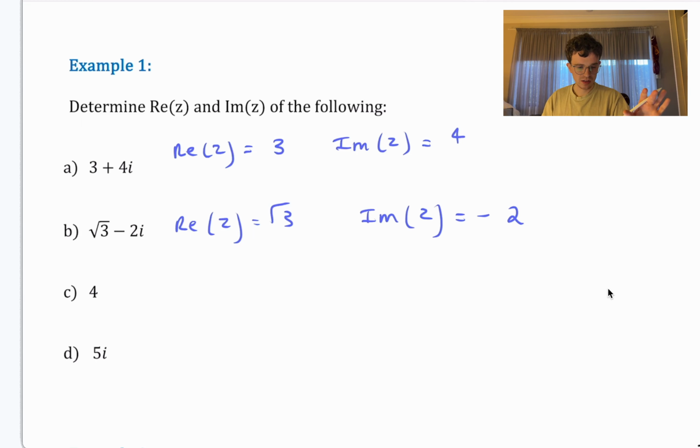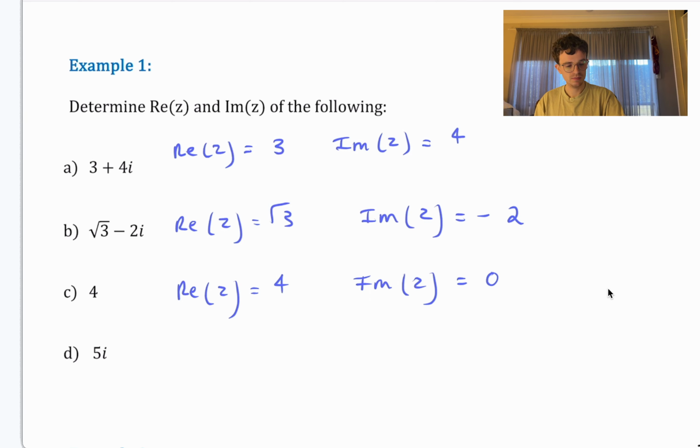Now, of course, it's not the best in this question to say Re(z) because none of these complex numbers are defined to be z, but you get the idea of what we're doing. In this part, the real component of our complex number is 4. The imaginary component is actually 0. There is no imaginary component. And then similarly, the real component here is 0. There's no constant number on the end, whereas the imaginary component is 5.